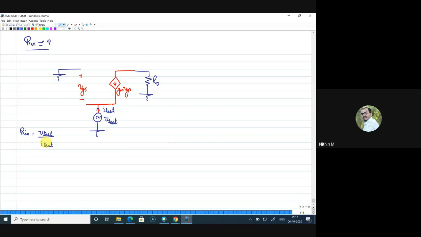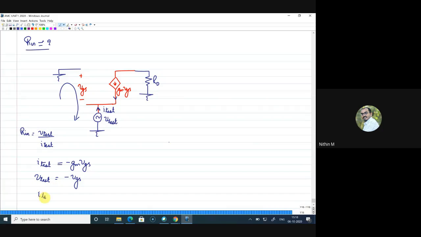Now, how will you find this? The very first thing is I'll try to find an equation for I test. What is I test here? I test is a current flowing in this direction, but we know that the current flowing in the opposite direction is gm VGS. So I can write I test is equal to minus gm into VGS. That is the first step. Now the second step is the relationship between VGS and V test. If you write a KVL here, you can see that VGS is the voltage from ground to source, but V test is the voltage from source to ground. That means both are related with a negative sign. So V test is equal to minus VGS.